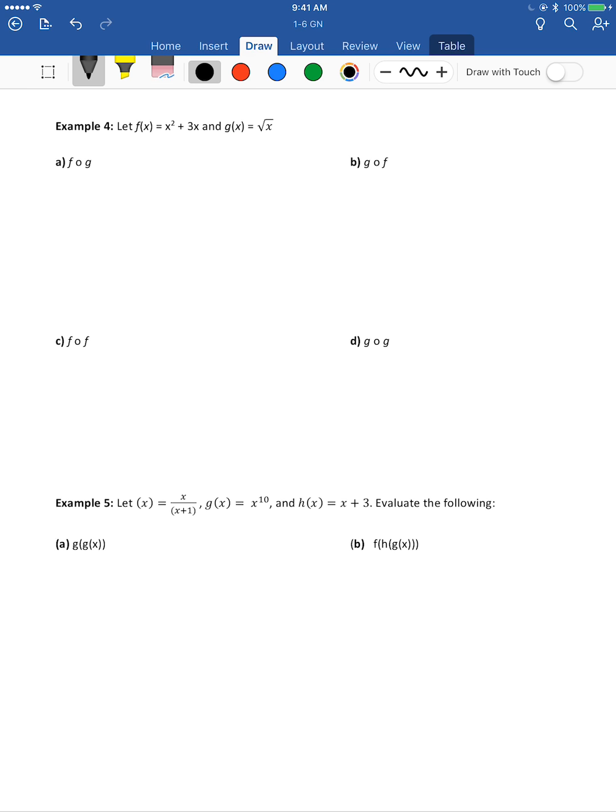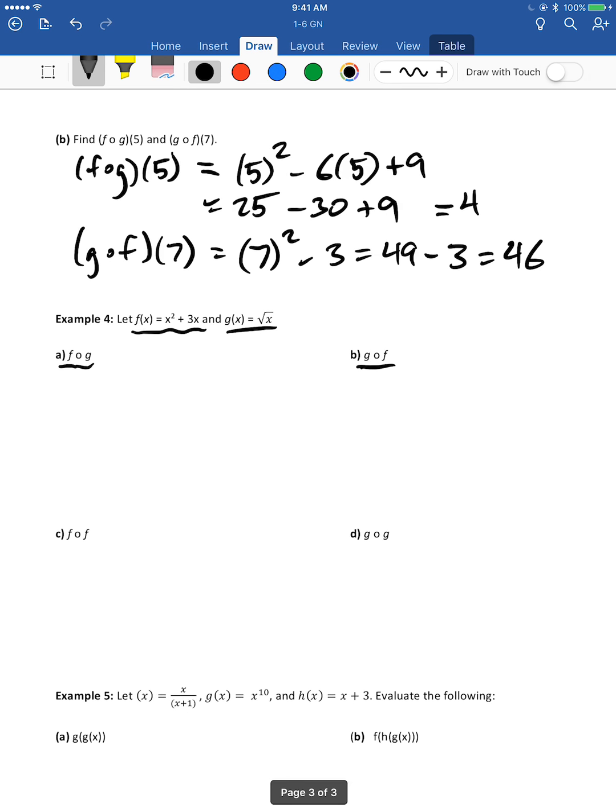Example 4, we have f of g and g of f. And I want you to try these two on your own. So notice we have a new f of x and a new g of x. So try these two on your own.